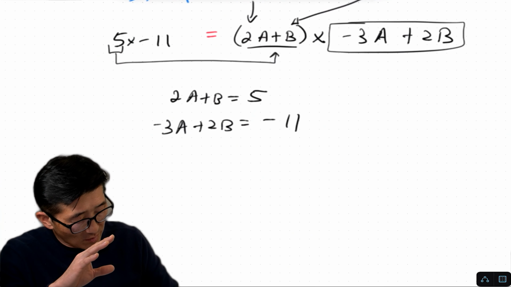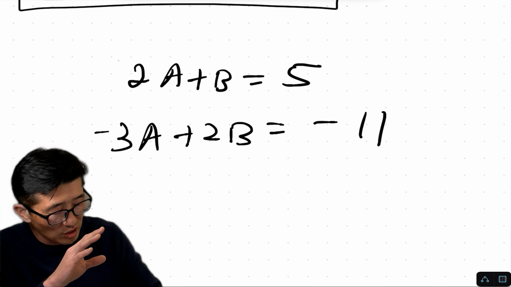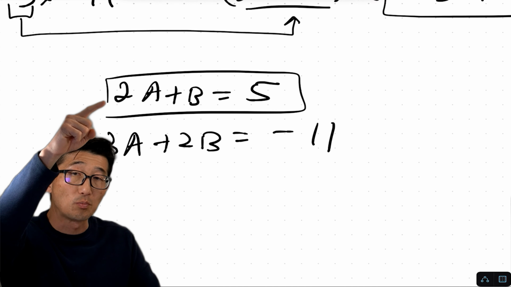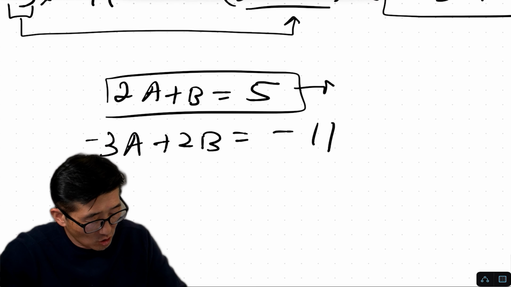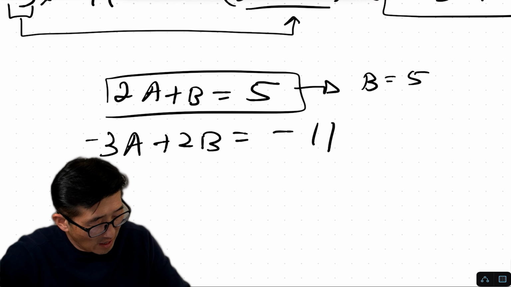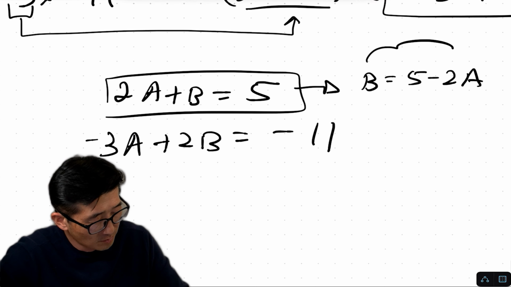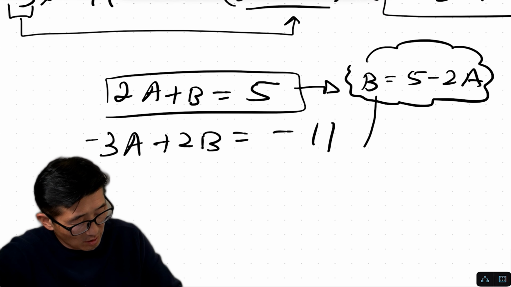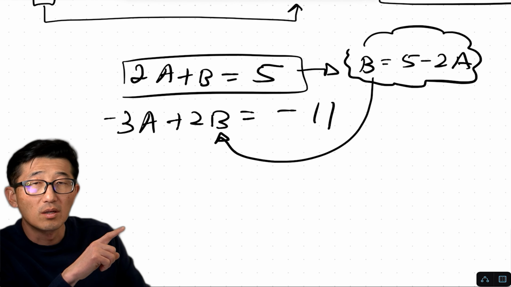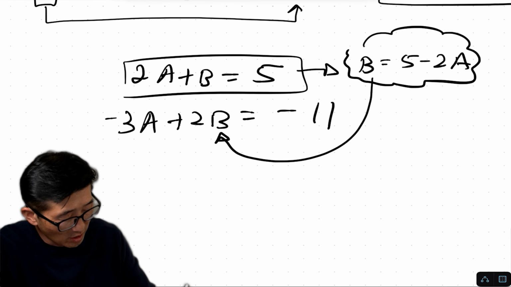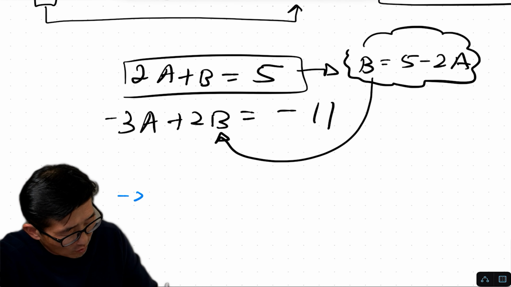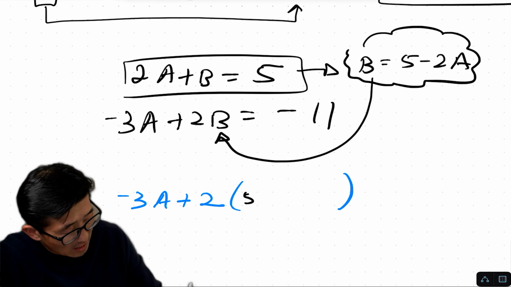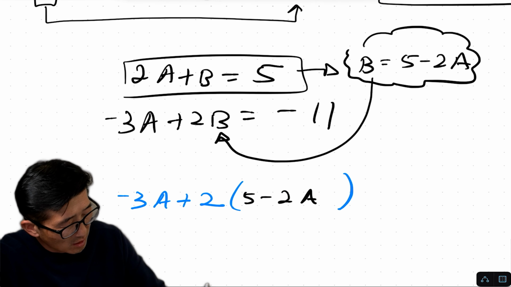So here, you basically take one equation. You can choose either one. I'm going to convert that one into b equals because b is by itself. So this will become b equals 5 minus 2a. You see that? And then I'm going to take that and plug it into there. And then everything will be a's now. So it'll be negative 3a plus 2 of what? 5 minus 2a, equaling negative 11.